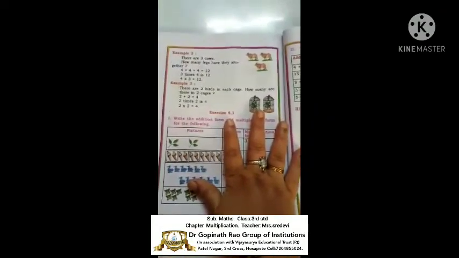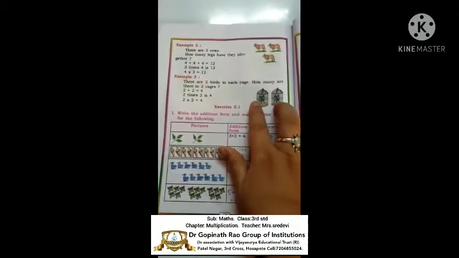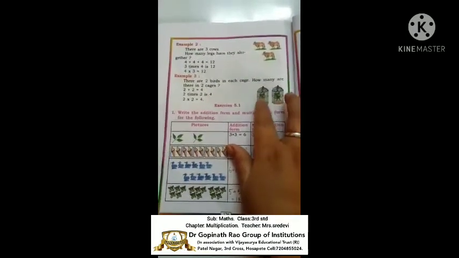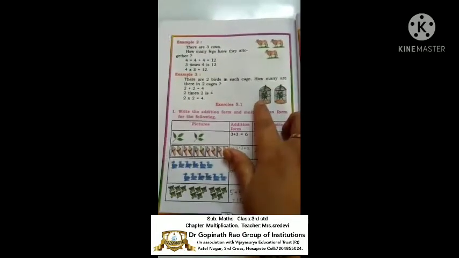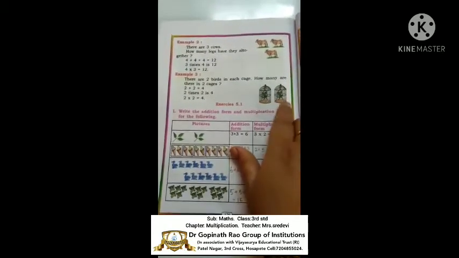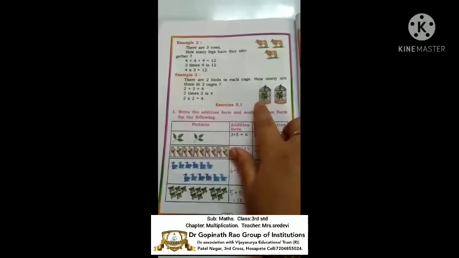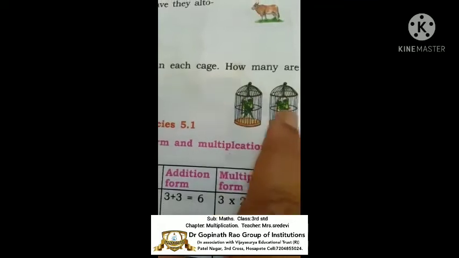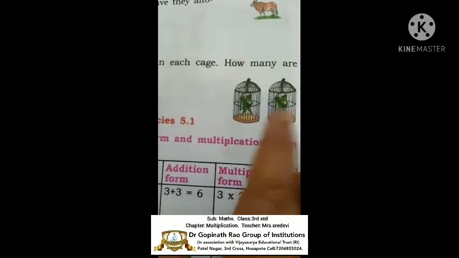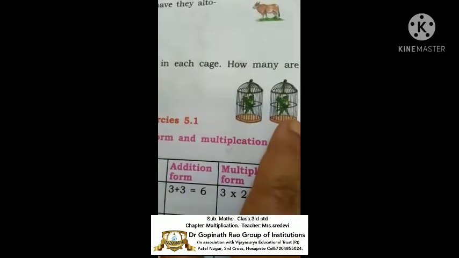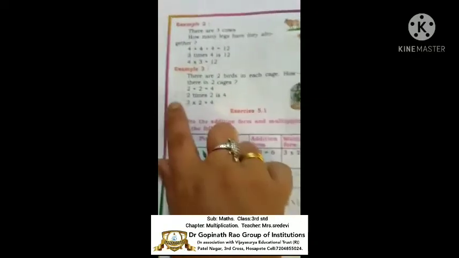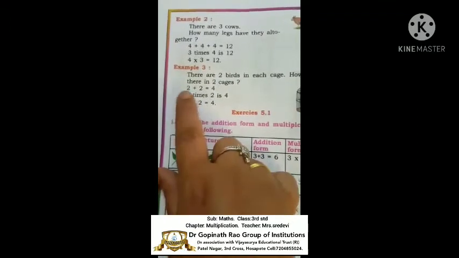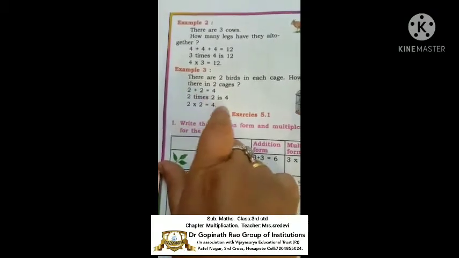Next, example number 3. There are 2 birds in a cage. See here, birds are in a cage. How many are they? There are 2. So repeated 2 times, 2 plus 2 is equal to 4. 2 ones are 2, 2 twos are 4. 2 birds here, 2 birds here. 2 multiplied by 2 times is 4. 2 times addition is nothing but 4.